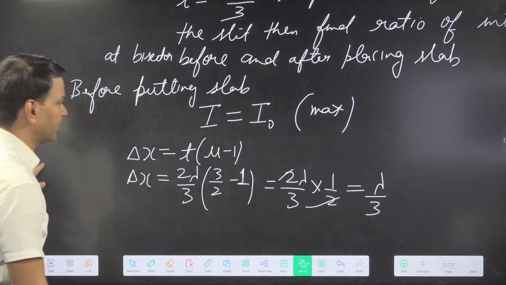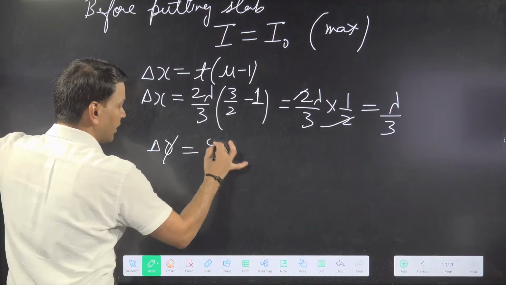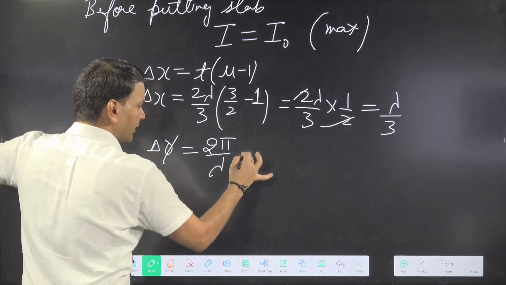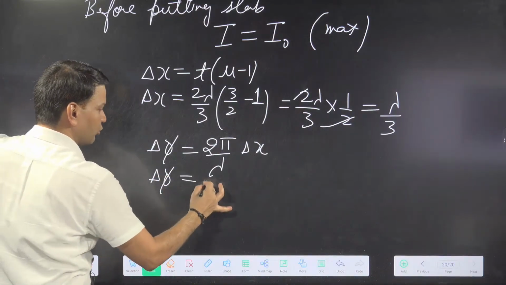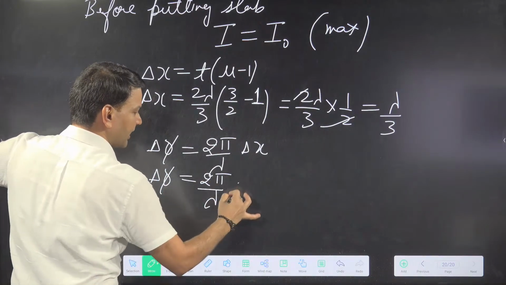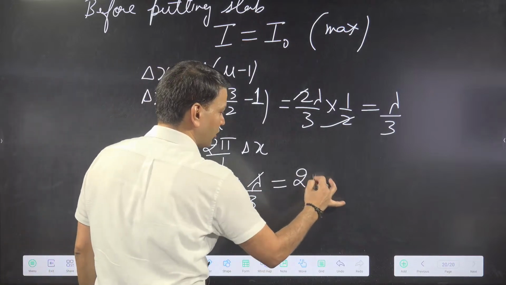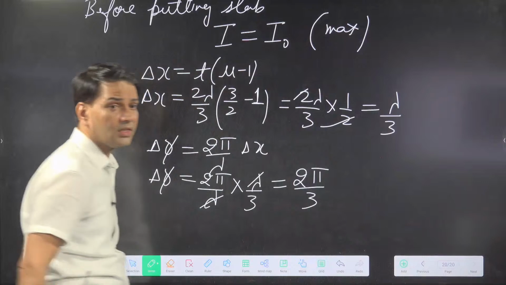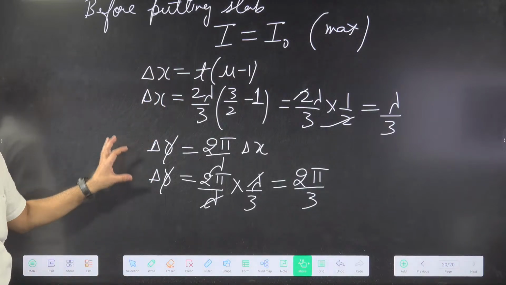Now at the same point, we will find the phase difference. Delta phi has the relation 2 pi by lambda into delta x. So delta phi is 2 pi by lambda, and delta x at that point we got as lambda by 3. Then delta phi is 2 pi by 3. So at the same point, at the bisector, the phase difference is 2 pi by 3.